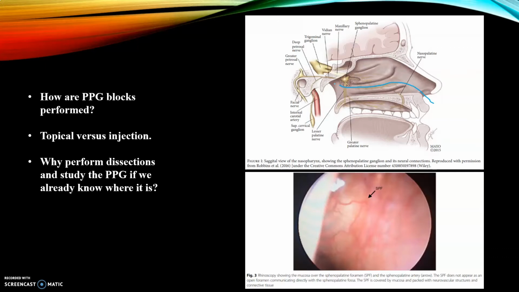So why perform dissections and do an entire study project on the pterygopalatine ganglion if we know where it's at, and you already have the diagrams and they're already using it clinically for treatments?